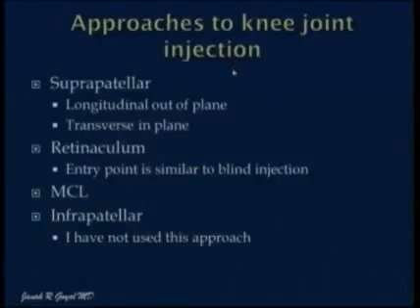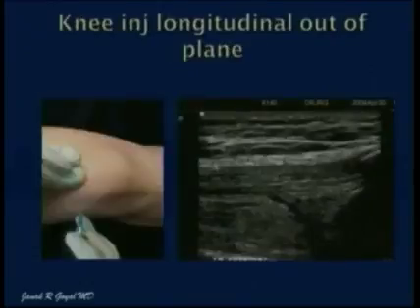The knee joint injection: there are so many approaches for knee joint injections that everybody uses a different approach. Some of the approaches which I have used, I usually use a suprapatellar approach. Usually a longitudinal out of plane approach is my favorite, and a transverse in plane approach. And you could go through the retinaculum and medial collateral ligament, and some people do use an infrapatellar approach, which I have never used.